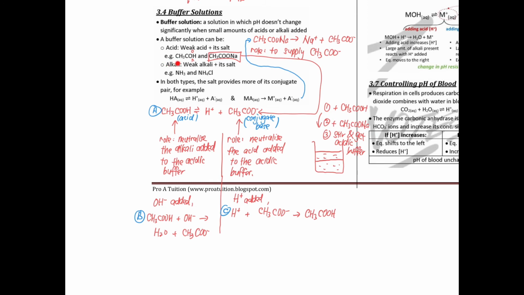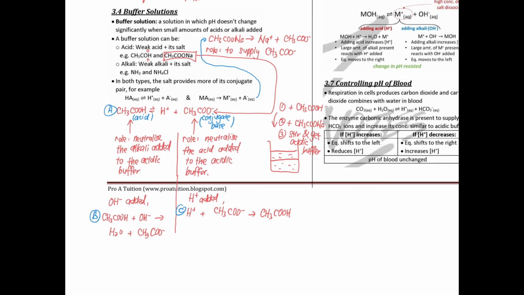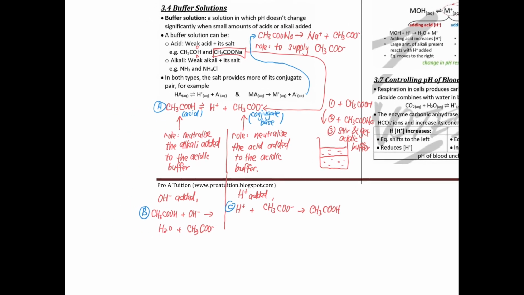Now let's see. Alkaline buffer: weak alkaline plus its salt. For example, ammonia plus its salt, ammonium chloride. So the explanation is more or less the same one. Let's see, we do a quick one here. Then we have 3 equations also. Okay. So maybe, I change my mind. I write on the left. I keep some space for that side.